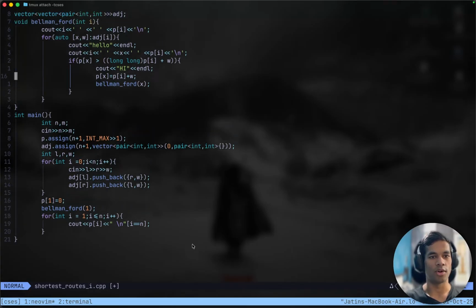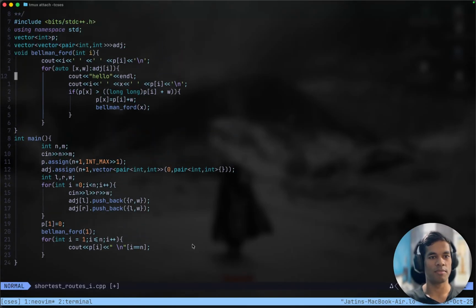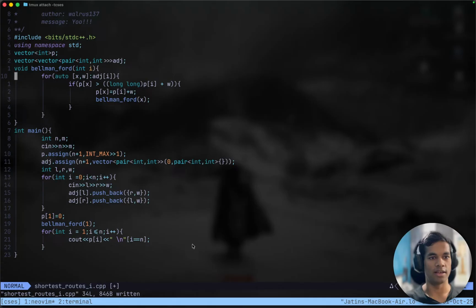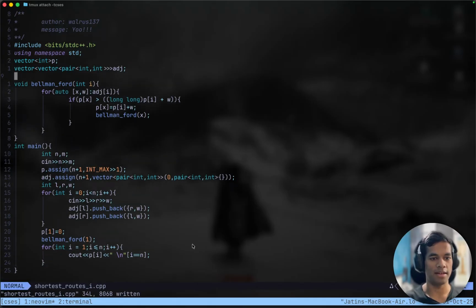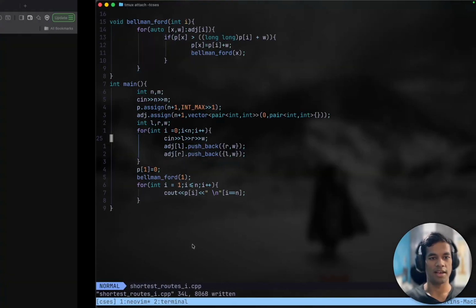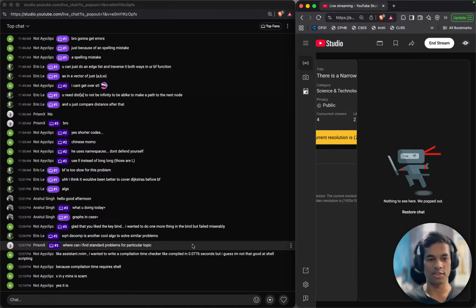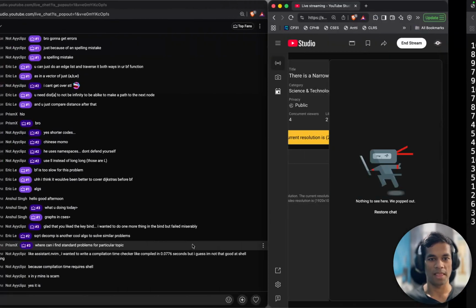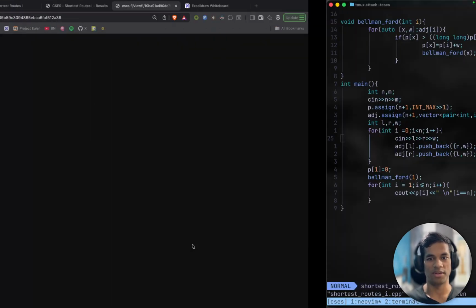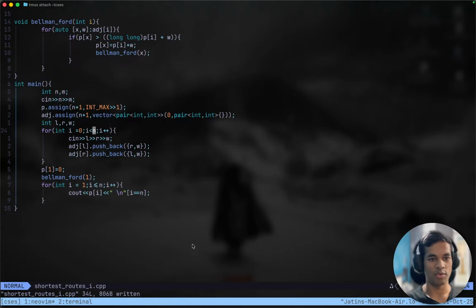We can remove all of these statements because the bug is in plain sight now. If anyone can spot it, let me point it out, and also my stupidity. This has to be M because there are M number of edges, not N number of edges.